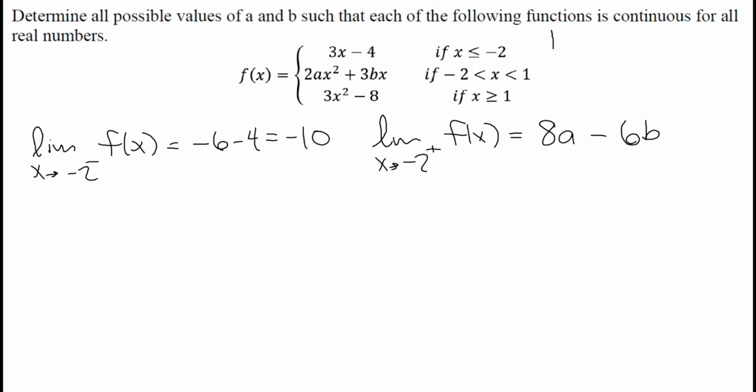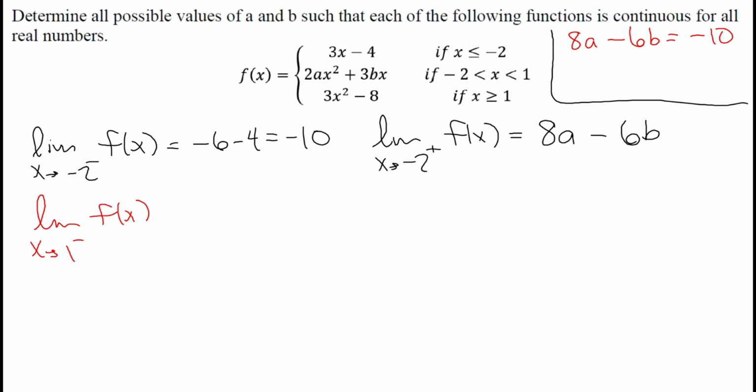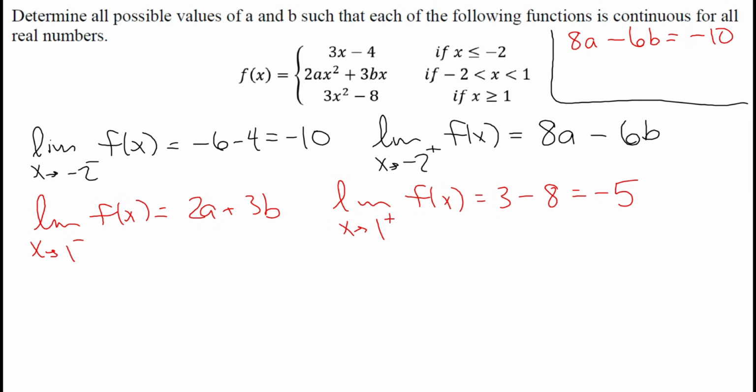So our first equation, and I'm going to write them up here this time, our first equation is going to be 8a minus 6b is equal to -10. Then we'll do the limits as x approaches 1 from the left of f of x, which will be 2a plus 3b. And we'll do the limit as x approaches 1 from the right of f of x, which will be 3 times 1 squared, or 3, minus 8, which is -5. Okay? So we end up with 2a plus 3b equals -5 for this one.